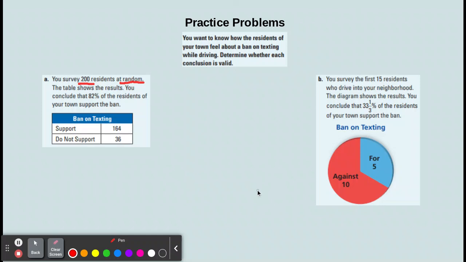Okay, the second situation, we surveyed the first 15 residents who drive into our neighborhood, and this diagram here shows us our results. And we conclude from these results here that 33 and 1/3% of the residents support the ban. But let's look at, is our sample representative? It's only 15 residents, kind of small number, and it's only the ones who drove into our neighborhood. So our sample is biased, and therefore our conclusion is not valid. All right, that concludes 8.1.